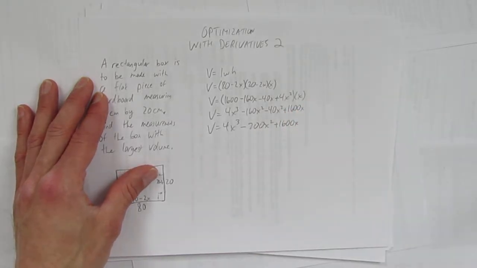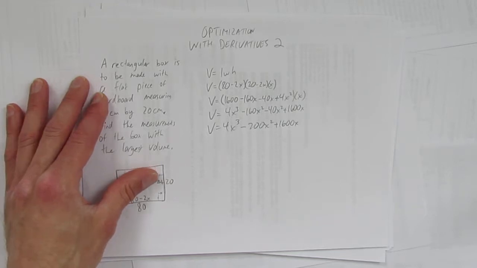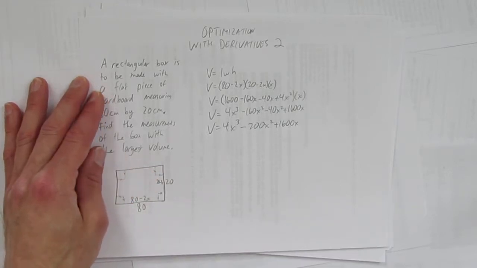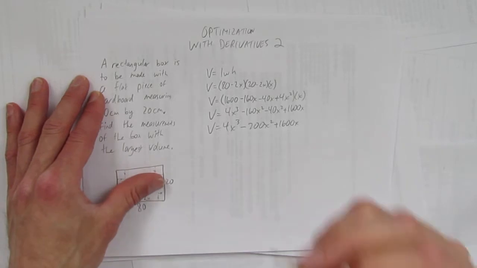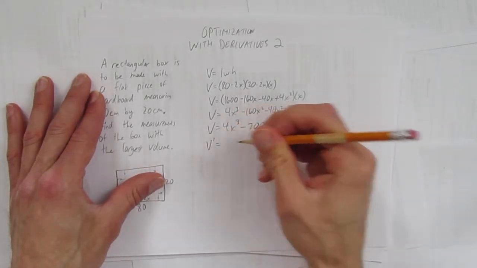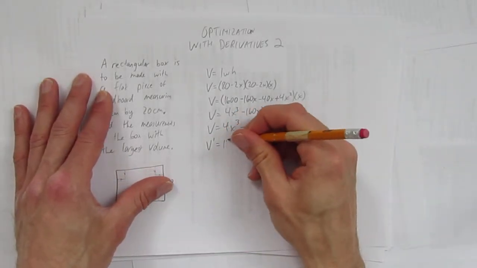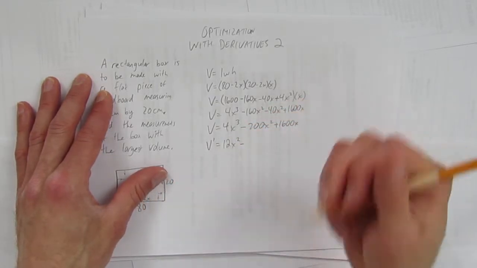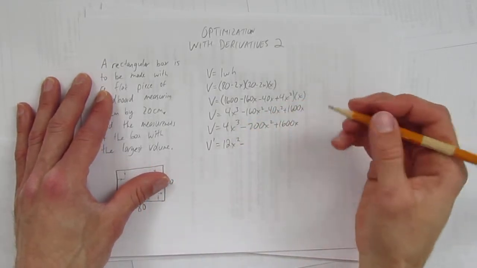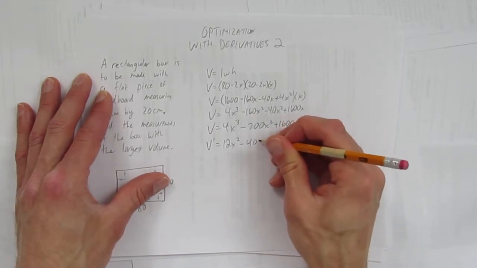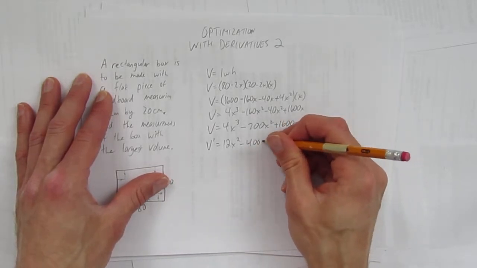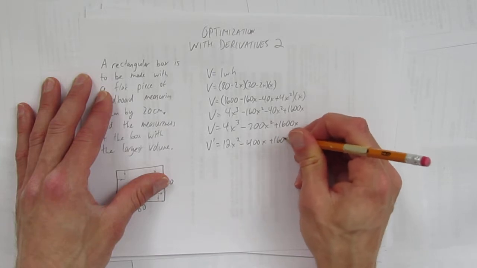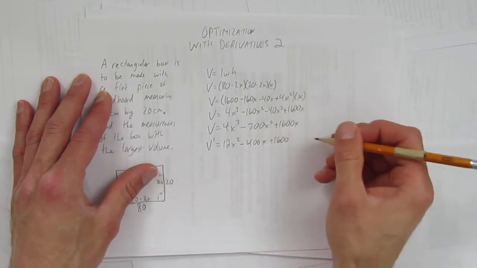Well, how do we proceed? We're trying to find the largest volume. We're trying to maximize volume, so we take the derivative. What's the derivative of this? 12x squared. And please watch a video on taking derivatives of polynomials to understand what I'm doing here. Minus 400x plus 1600.